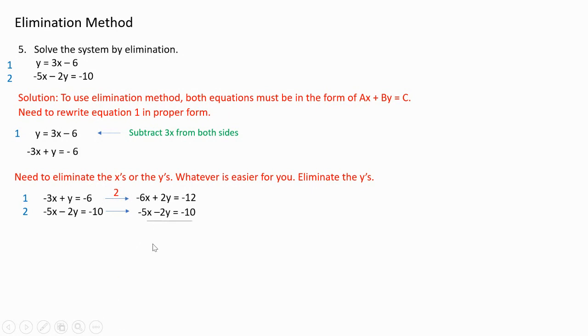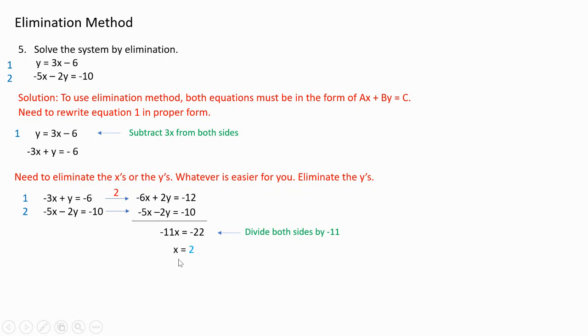If you notice, when we add them, the y's will be eliminated because 2y minus 2y will give me a 0. So we add the x's, that's going to give me negative 11x. We add the constants, negative 12 minus 10 will give us negative 22. And after that, all we do is divide by negative 11.